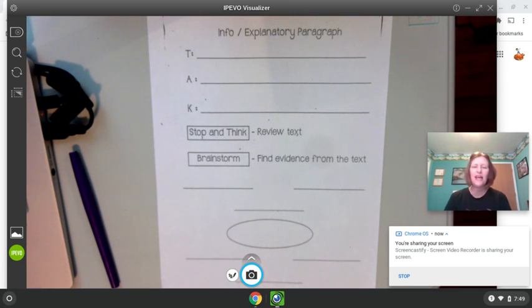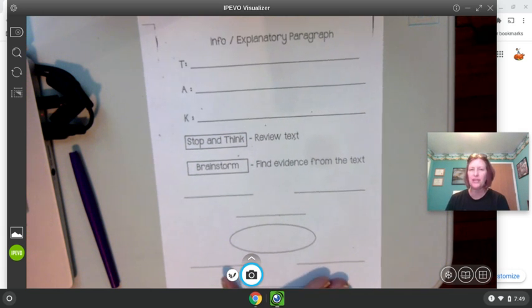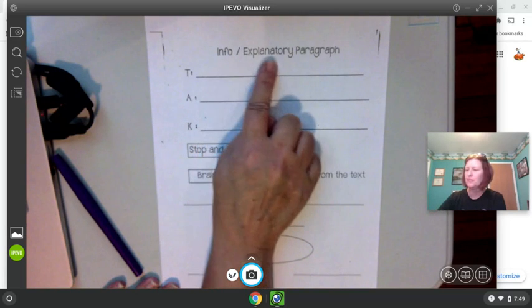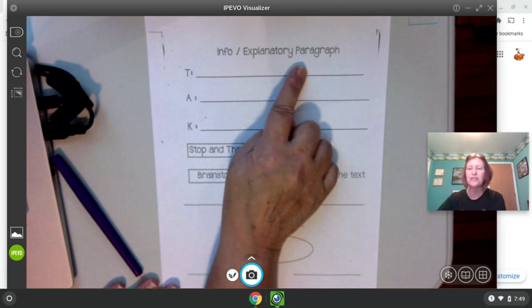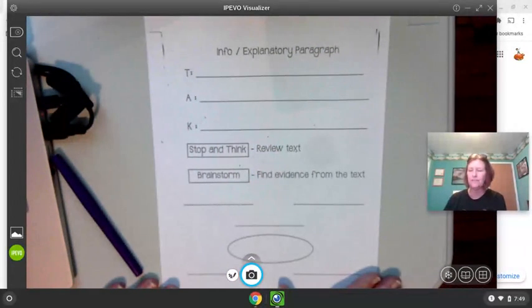Today is Tuesday, and like I told you yesterday in the video, we're going to start writing a story about Santa Claus. And today I'm going to walk you through some things that you're going to do. This is the first paper that you need in your packet. At the top, it says info, explanatory paragraph. If you need to pause the video to go find that paper, do that, because this is the paper you're going to need for today.